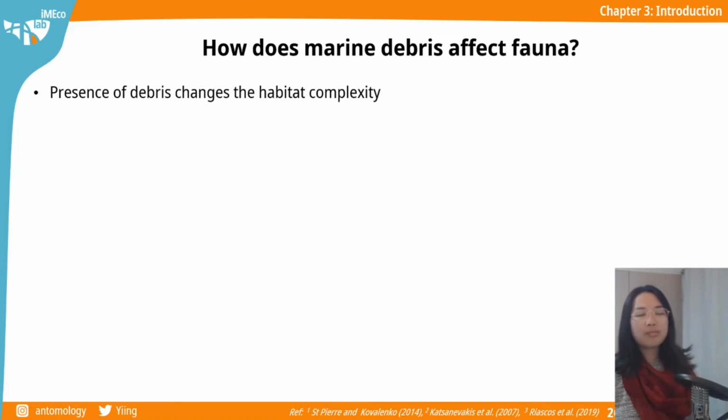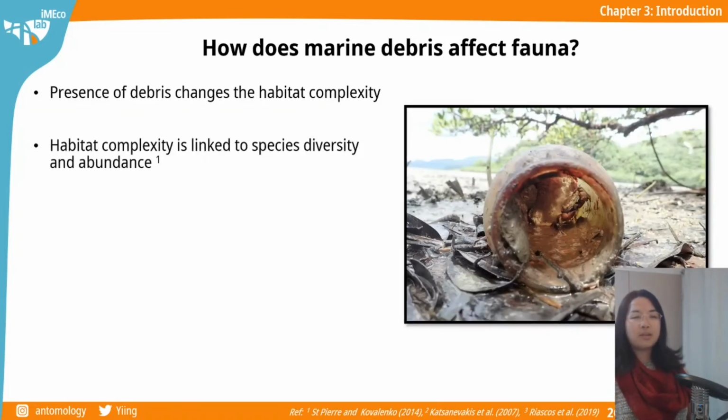So the presence of marine debris changes the habitat complexity. When you add a piece of rubbish there, you're just changing how complex the habitat is. And what we do know is that habitat complexity is linked to species diversity, and this is also linked to abundance and composition. Additional habitat complexity caused by new objects creates more niches for things to live in and to grow on. That is how it affects species diversity.